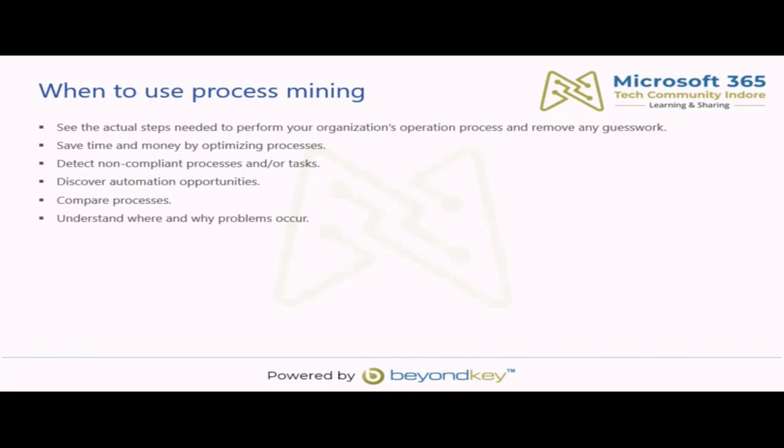Then detect non-compliant processes. This is also one of the important ones. Nowadays organizations, for example in the IT industry, are ISO certified, CMMI level. There are many compliances. So using this, we can identify some of those non-compliant processes, and we can automate, remove or alter them.